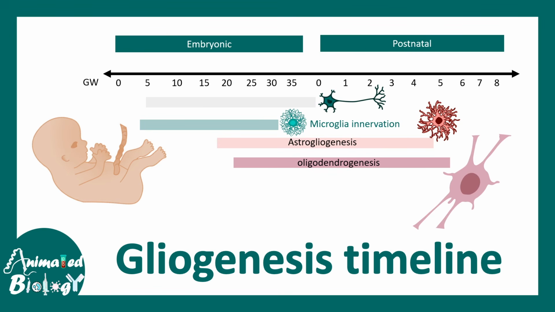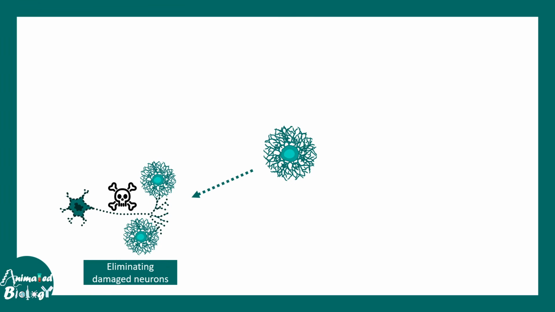So if you look at this timeline, we can understand the microglia innervation happens at around gestational week 5, and it continues for a long time till week 30.